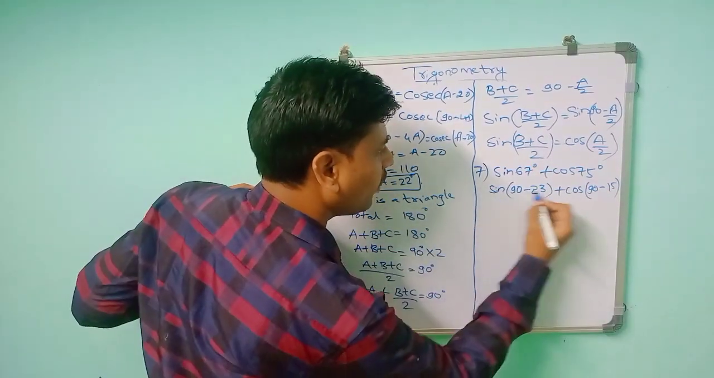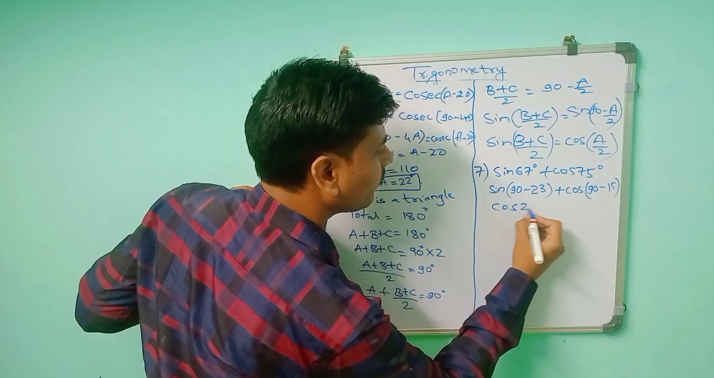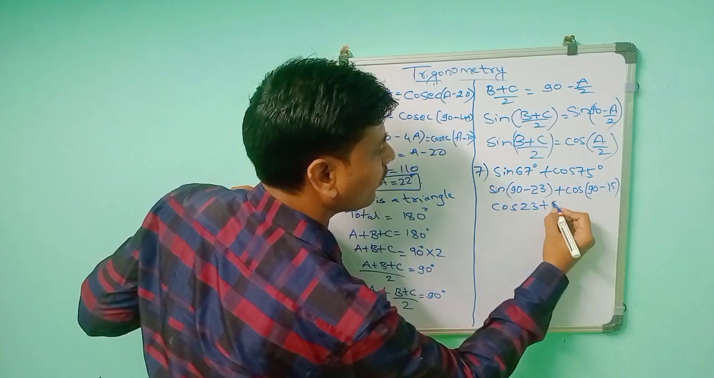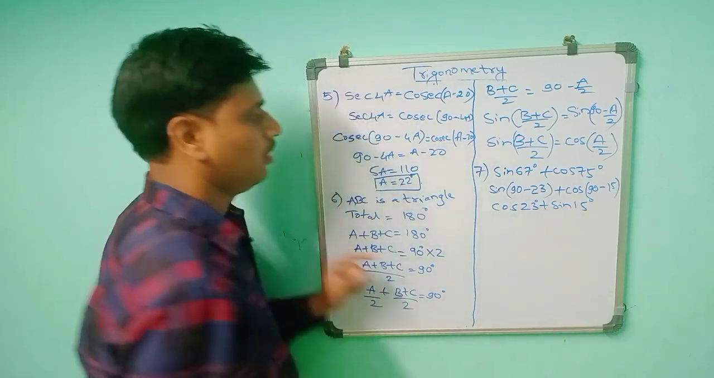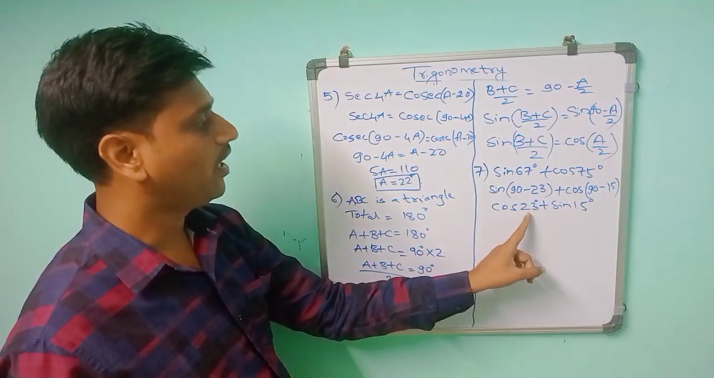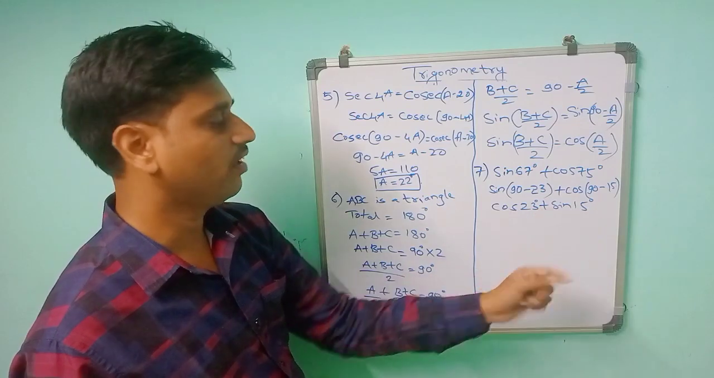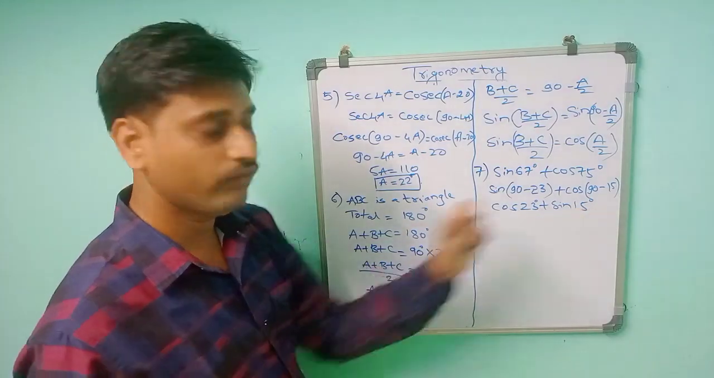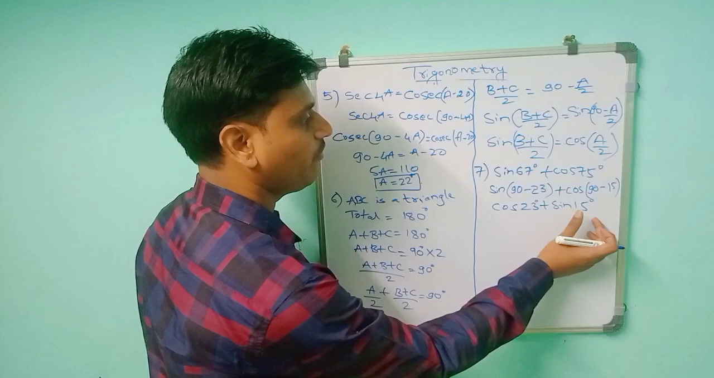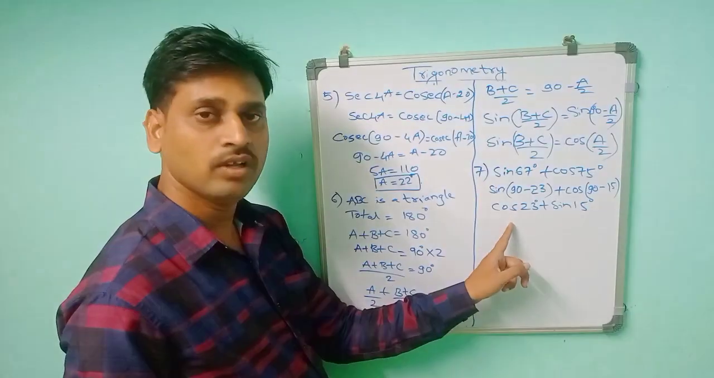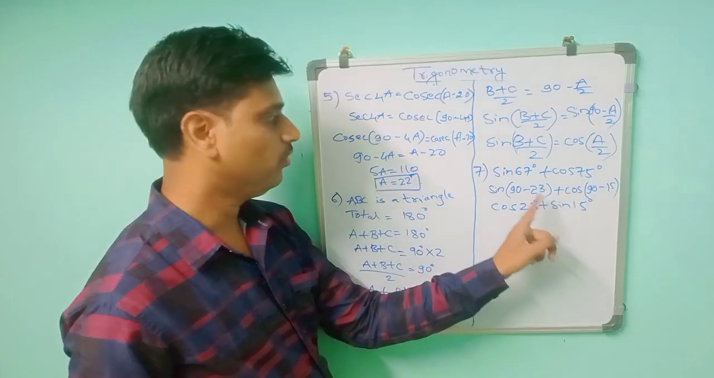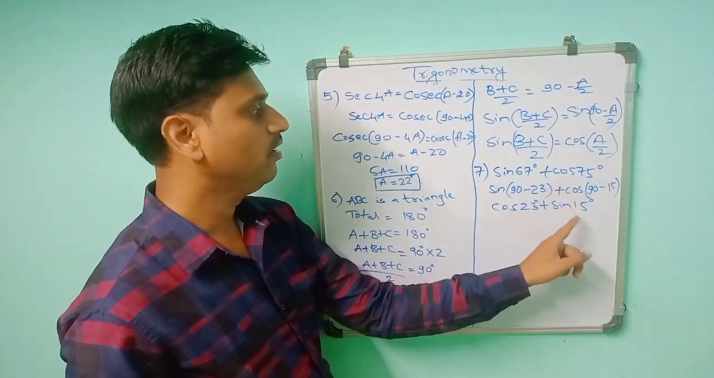So sine of (90 minus 23) will be cos 23, plus cos of (90 minus 15) will be sine 15, in terms of 90. So I have written it in terms of angles in the range 0 to 45 degrees: here 23 degrees and here 15 degrees. So cos 23 degrees plus sine 15 degrees. Why? Because I have taken it in terms of 90, so sine will become cos and cos will become sine.